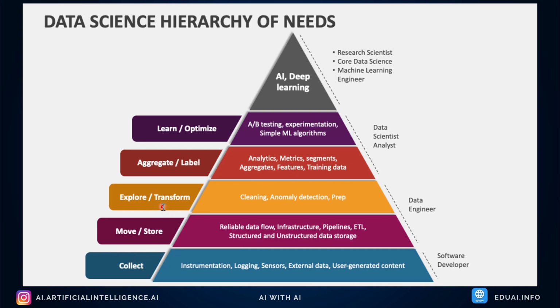So now I have collected, stored, and explored the data. After exploring and transformation, the next thing we need to do is label the data, or aggregate the data, or even generate new features in the data. Basically, we want to make the data machine learning friendly because we provide this data to a machine. The machine should understand the data. It should make some sense.